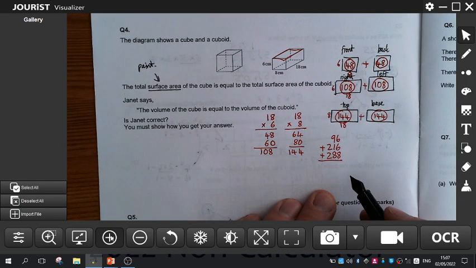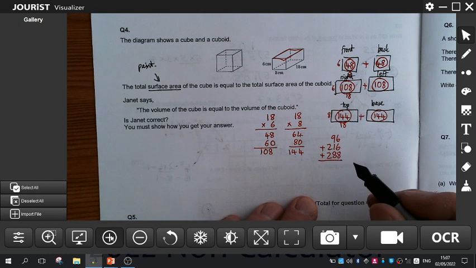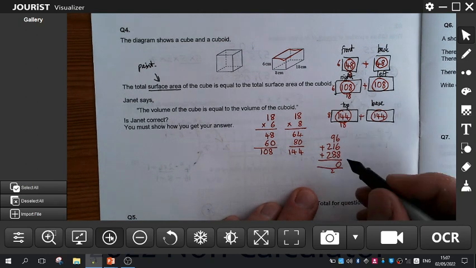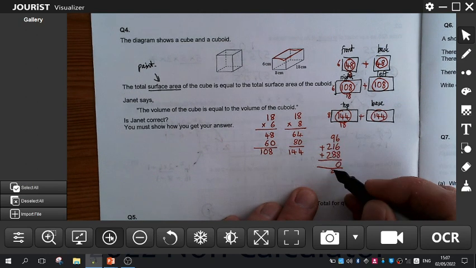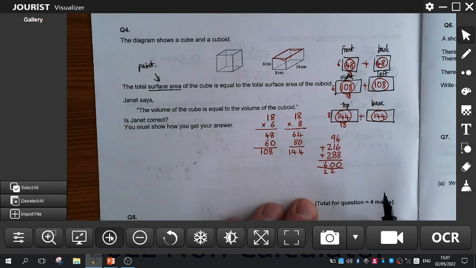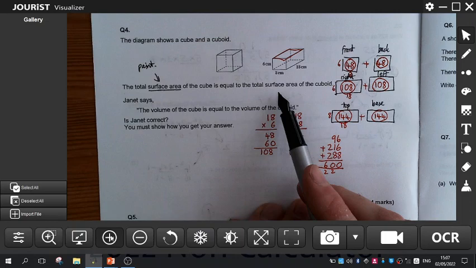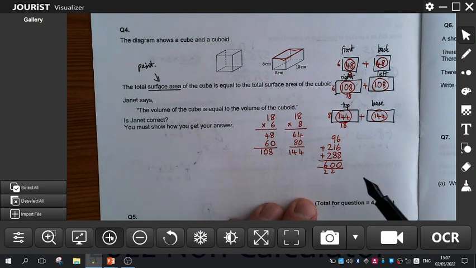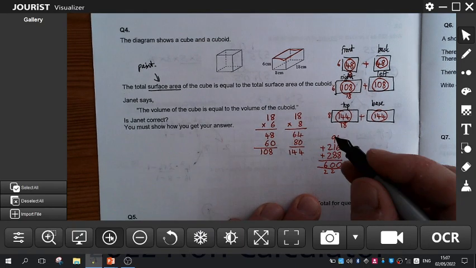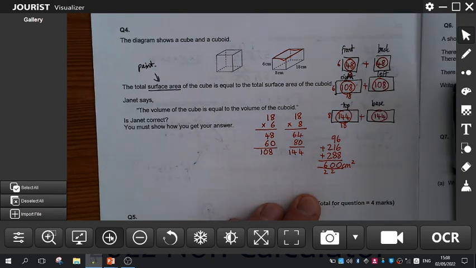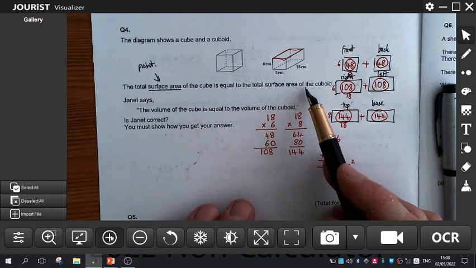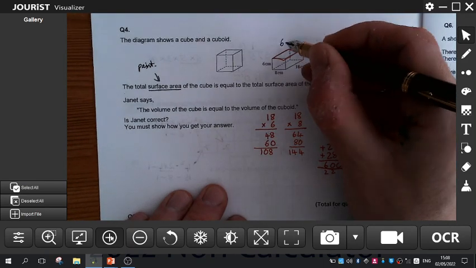6 add 6 is 12, add 8 is 20. 9, 10, 18, 20, 2, 4, 6. And at this point I'd like to show off. Surface area, 600 centimetres, it's area, so squared. So let's write that on there. We know the surface area of the cuboid is 600 centimetres squared.